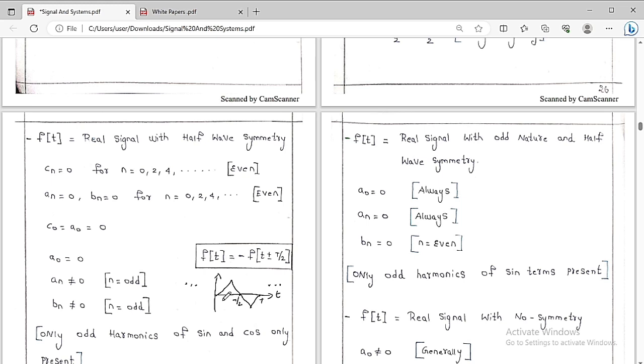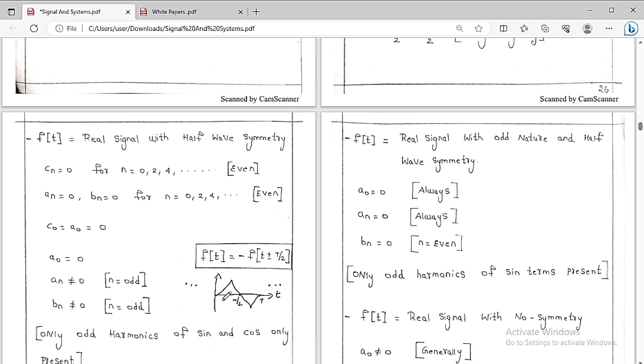So a half wave symmetry signal is nothing but f of t equal to minus f of t plus or minus T by 2, meaning you can give either a delay or an advance. For a given signal f of t, either delay the signal or advance the signal by T by 2 and just flip the signal, and you should get the original signal.